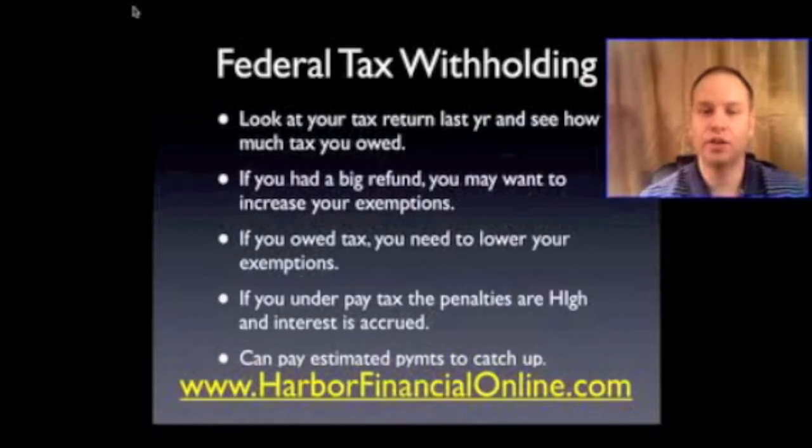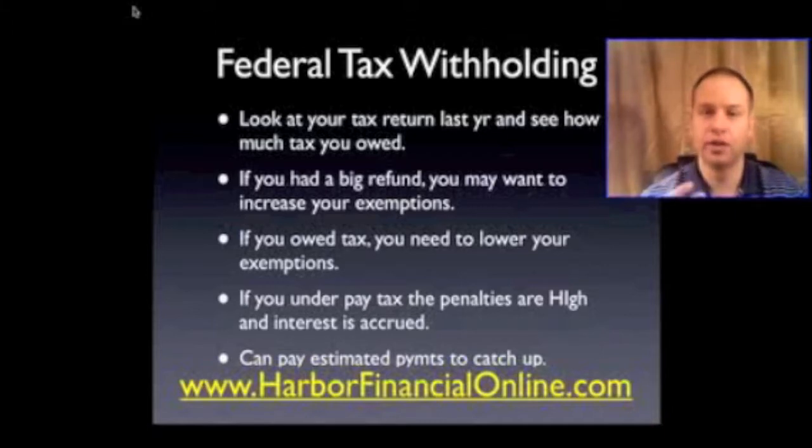Look at last year's tax return and see how much tax you owed or what your refund might have been. If you owed a lot of tax at the end of the year, say you had the amount withheld, you filed your return, and then you had to pay more tax, you didn't have enough withheld. So on your W-4 form, you need to lower the reported exemptions. You need to have fewer exemptions. This is going to cause more tax to be withheld.